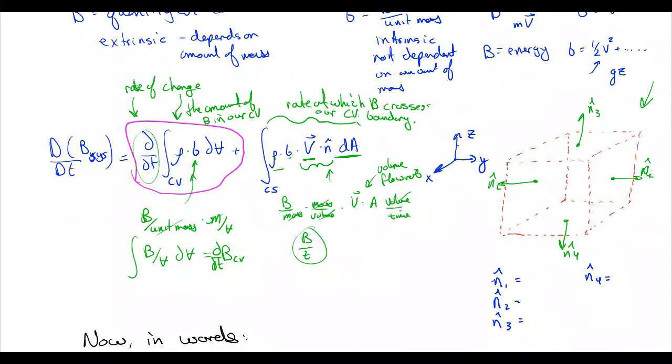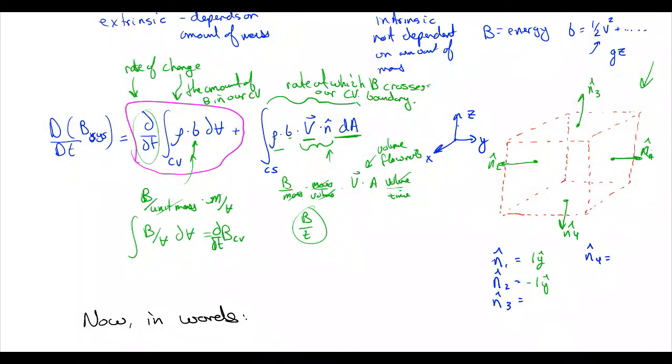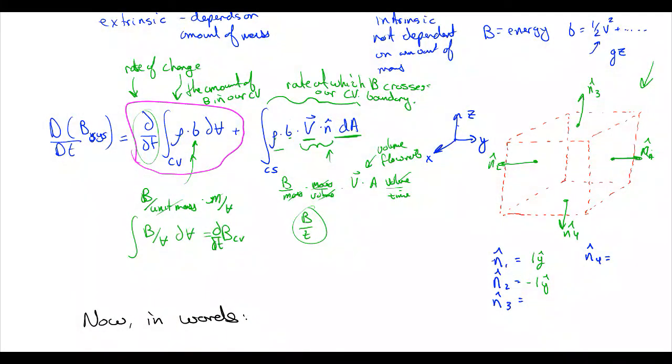I don't know why I wrote it this way, but I did. So n hat 1 is going to be equal to 1 y hat. N hat 2 is going to be equal to negative 1 y hat because it's pointing in the negative y direction. This difference between the negative and positive facing sides is probably the most confusing part about this whole entire thing. We have some tricks to make this easier so you don't always have to do the dot product, but it gets a little tricky thinking about which direction your control volume face.